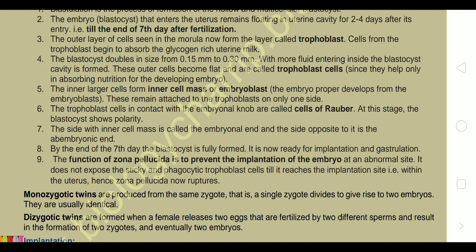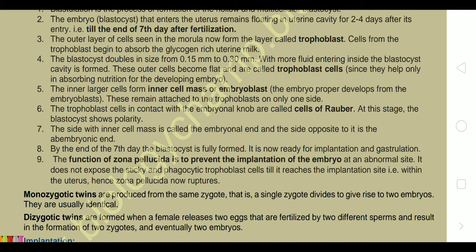Trophoblast cells in contact with the embryonal cell knob are called cells of Rauber. At this stage, the blastocyst shows polarity. So, the side with the inner cell mass is called the embryonal end, and the side opposite to it is the abembryonic end. By the end of the 7th day the blastocyst is fully formed. It is now ready for implantation and gastrulation.